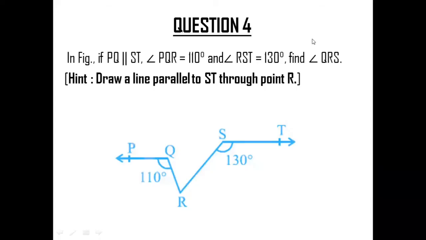Let us first look into question number 4, which says that in the figure, if PQ is parallel to ST, angle PQR is equal to 110 degrees and angle RST is equal to 130 degrees, find QRS. The question also gives you a hint to draw a line parallel to ST through point R. Let us quickly get to the solution of question number 4.